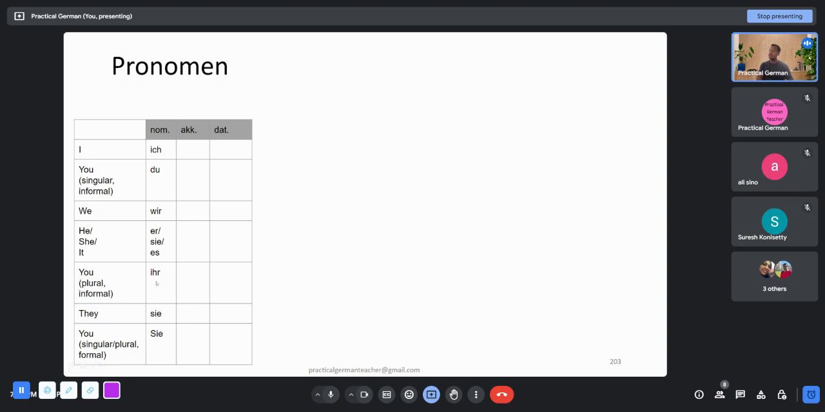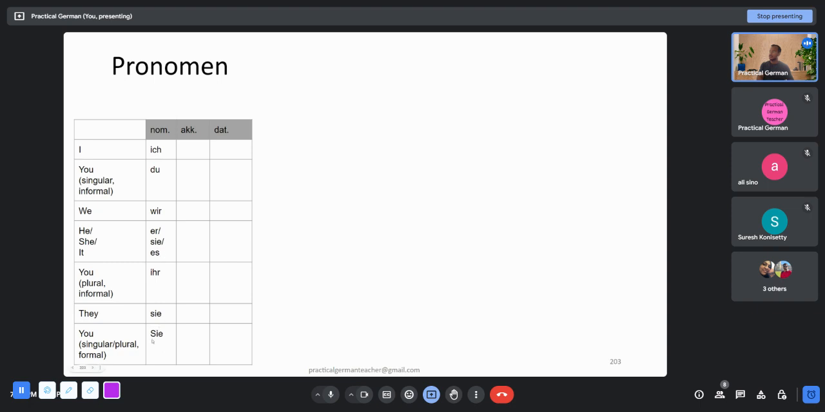Now, let's say in a sentence, if I write sie, the subject of the sentence is sie, how will you know whether it is this sie or this sie? The answer is how the verb has been conjugated. How the verb gets conjugated, that's how you will know which sie it is. It's not as complicated as it sounds.